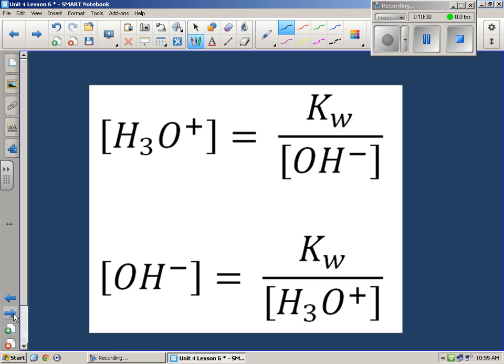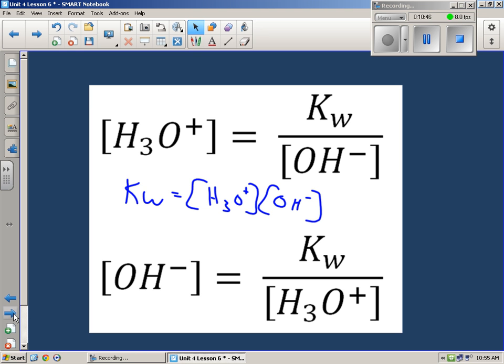All right. Two formulas, of course, that you could use. If I know Kw from the other page here, guys, if Kw is this formula here, right? Products over the reactants. I just told you that on that little example I did. If I know that that's the formula, I can use that to figure out the other concentrations, Kw, right? So if I want to solve for this, I'm going to divide both sides by OH, and I'm going to get this formula here. And if I want to find OH, I divide both sides by H3O+, and I get that formula there. All right?